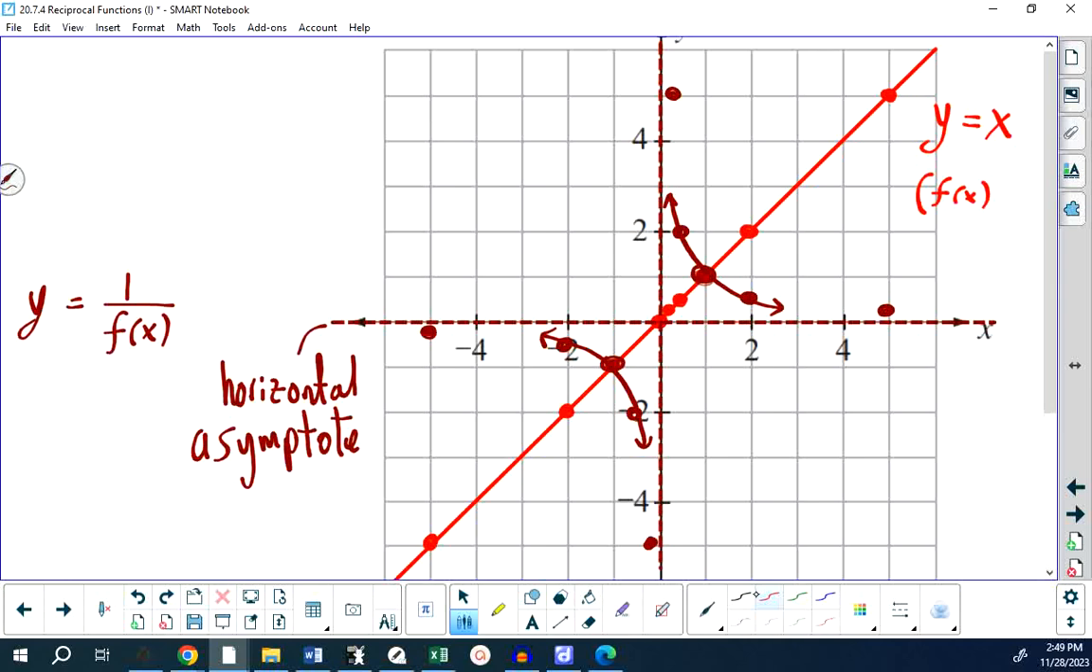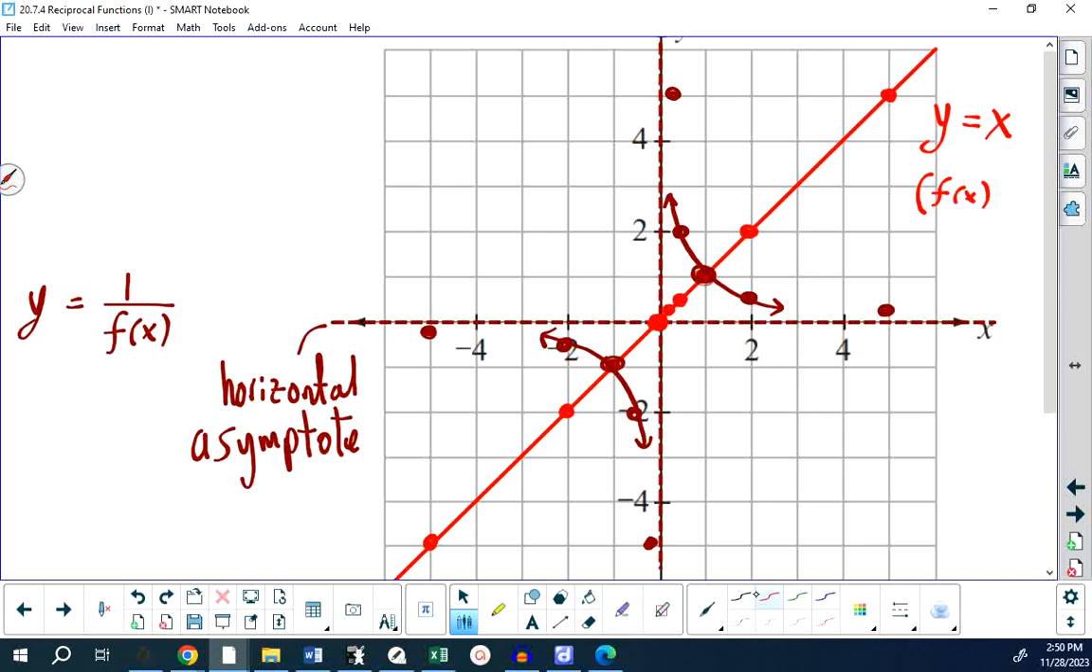Now, we're not done. It says, describe how the graphs of the functions are related. And there's a lot of ways you can answer this, but I want to highlight the important points. One, wherever there's an x-intercept on the original graph, you will have a vertical asymptote. Now, just stop and think about this for a second. This is the x-intercept on the original graph, and it has a y-coordinate of 0, and if you try to take the reciprocal of 0, you can't.